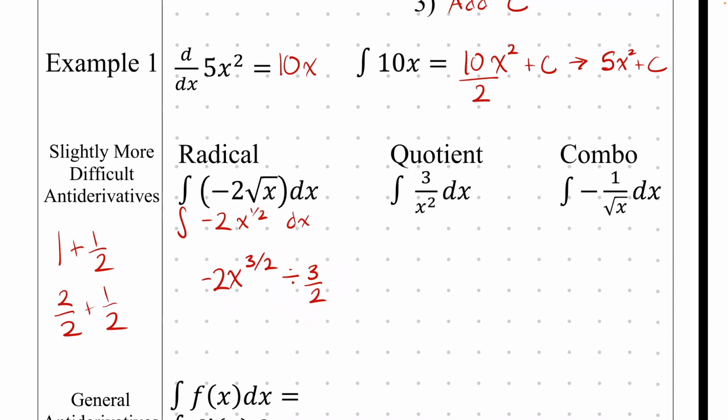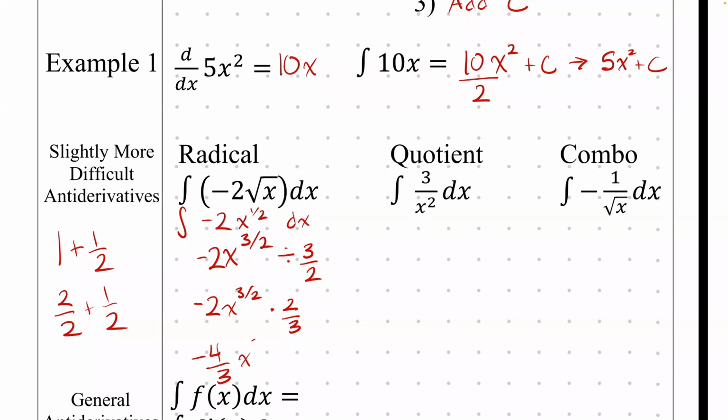So really what I'm saying here is 4/3. This is really saying -2x to the power of 3/2 times 2/3. And then the 2 and 2 will multiply together and you get -4/3 x to the power of 3/2. All right, that was step 2.